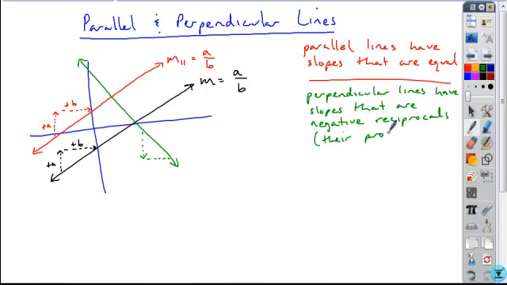And that just means their product is -1. So that's another way of identifying that same relationship.